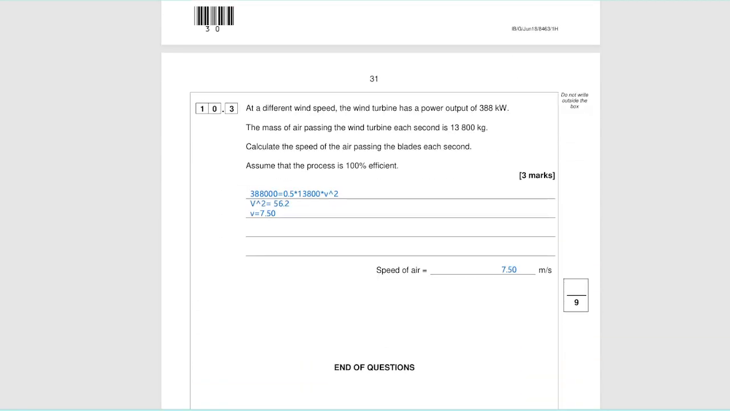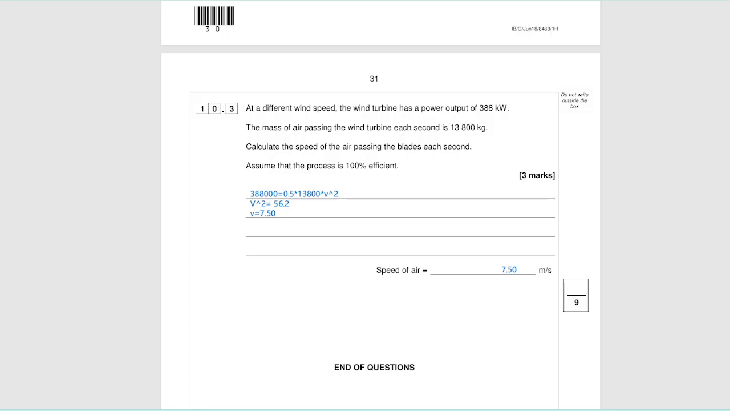Then for the last question, at a different wind speed, the wind turbine has power of 388 kilowatts. The mass of air passing the turbine each second is 13,800. Calculate the speed of the air passing the blades each second, and we're asked to assume the process is 100% efficient. So what we just need to do is we need to do the kinetic energy formula.